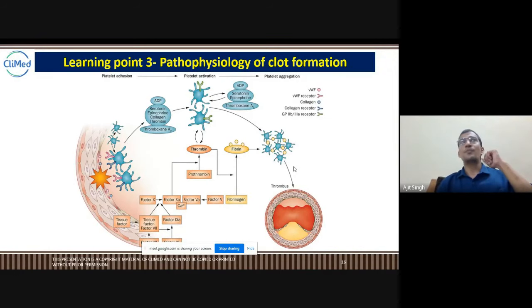Suppose one foreign particle hits your vessel hard. When it hits hard, there is an injury, a very small injury in the blood vessel. So what will happen now when there is a small injury? Two things will be activated immediately. One is tissue factor.